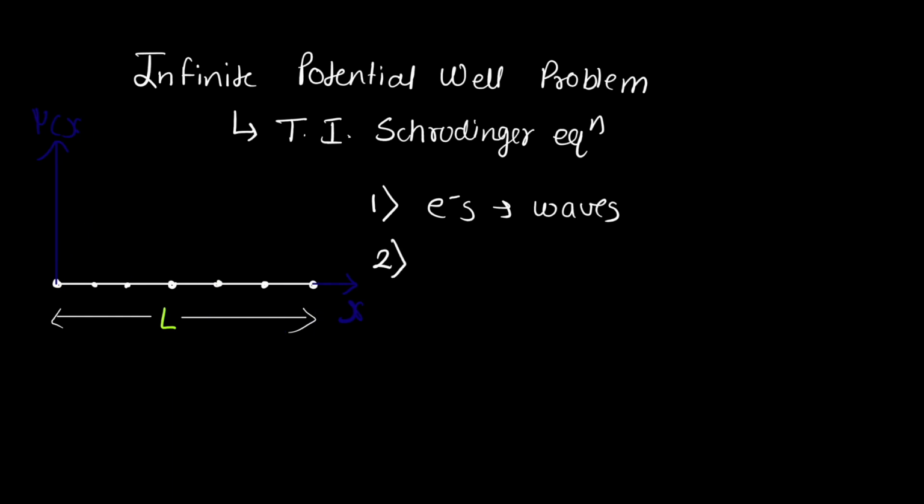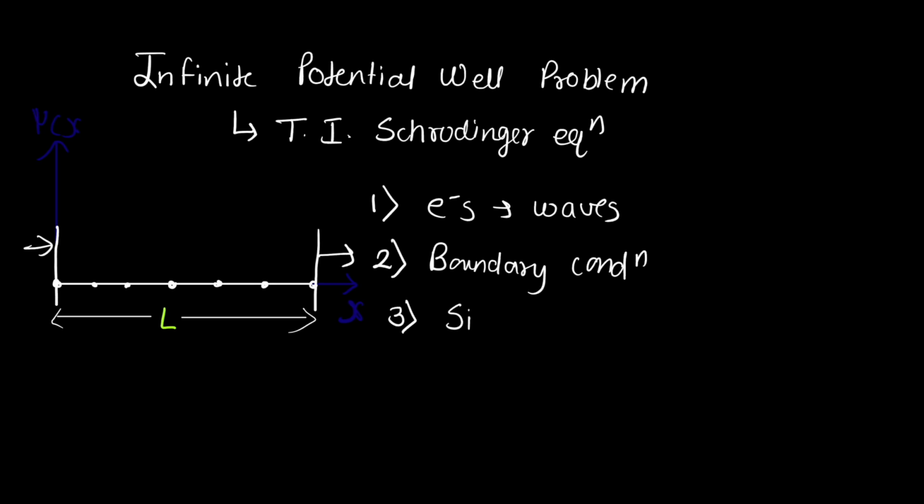The second result which we will be using is that the value of the electron wave function is 0 outside this lattice as well as at the edges of the lattice. So it has a 0 value outside as well as at the edges of this lattice. And the third result is that the waveform of the waves is always sinusoidal.